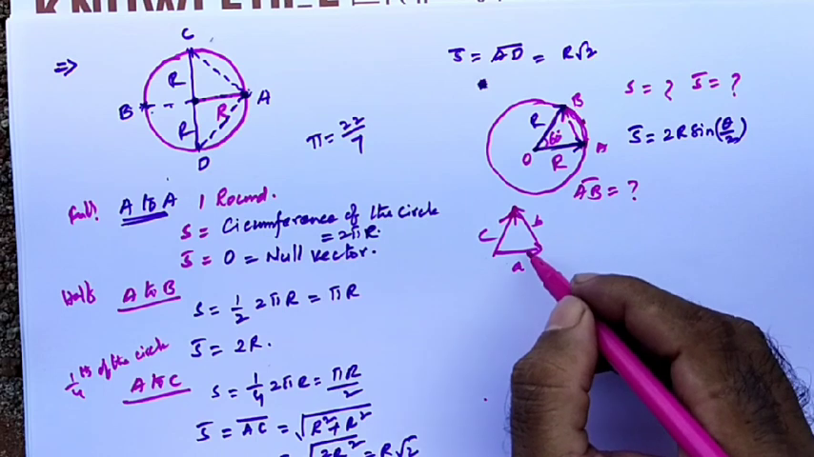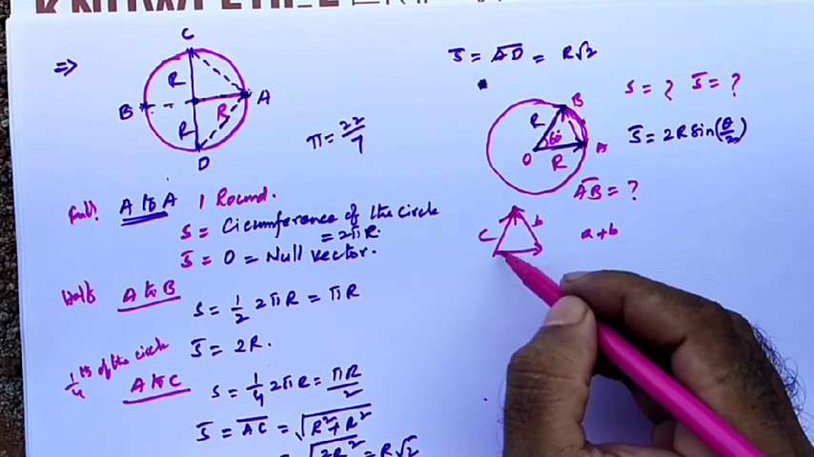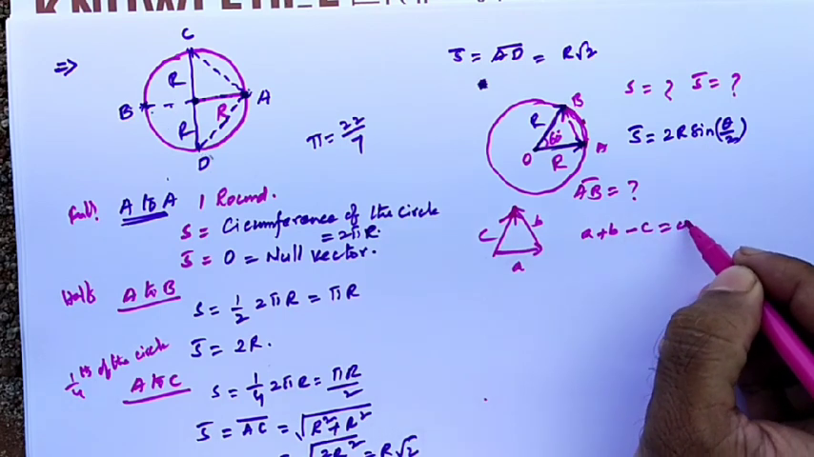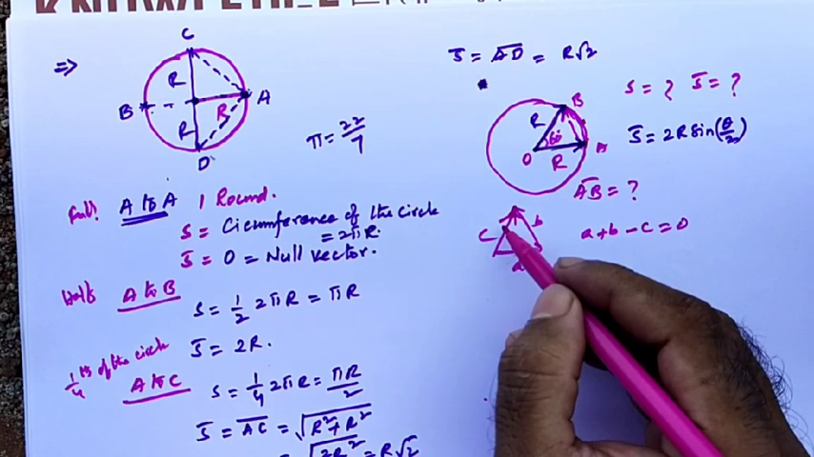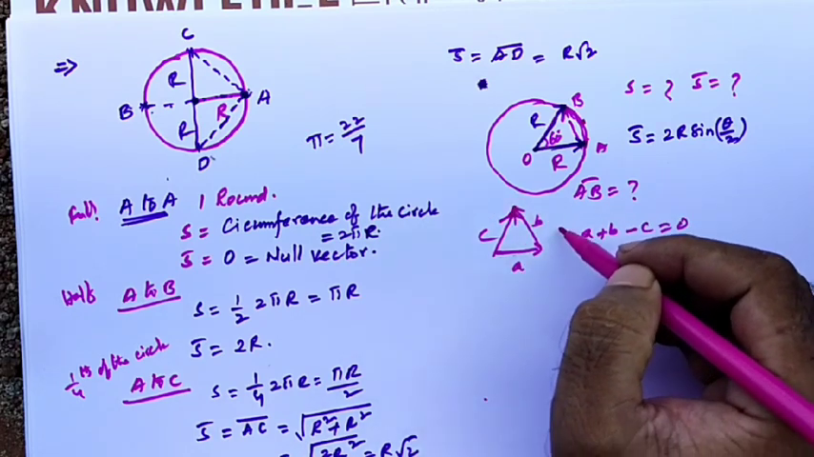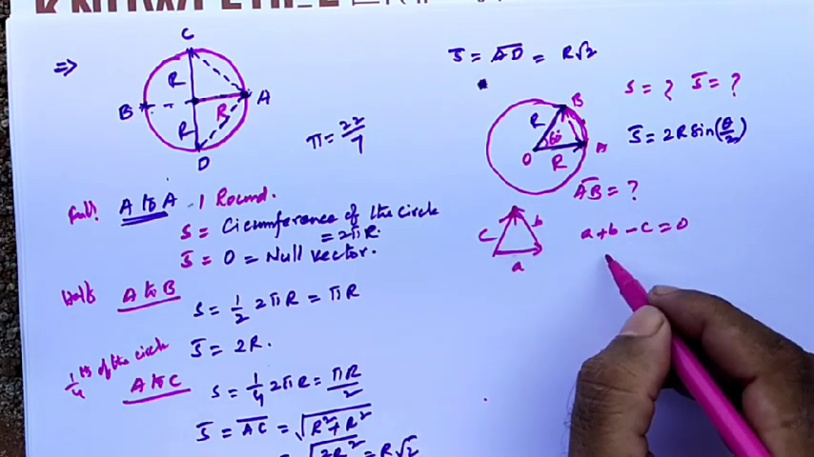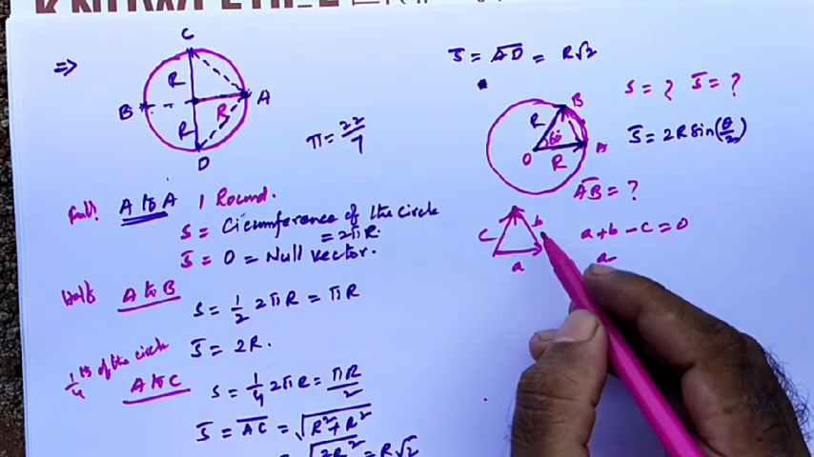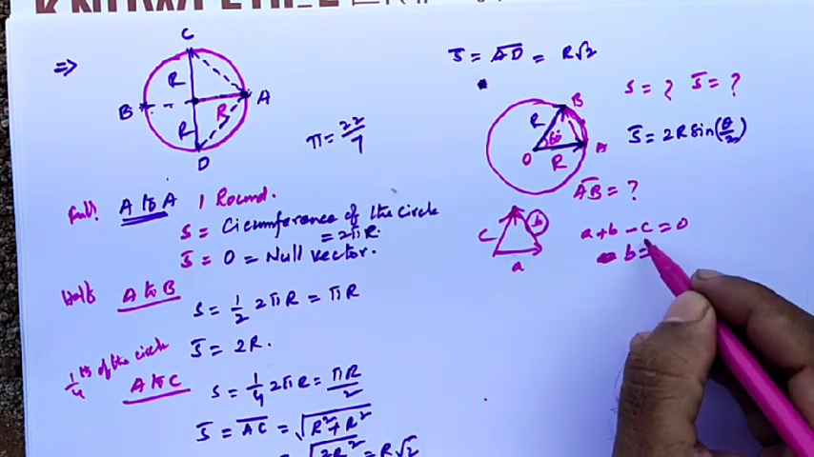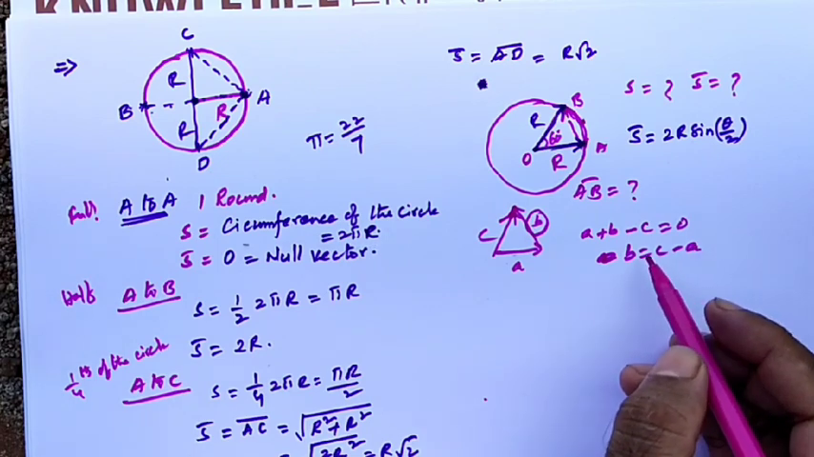Now let us take these as A, B, C. In this triangle, how can we write A plus B plus C or minus C? As it is opposite, minus C is equal to 0. Because vector C is not in the order of A and B. A and B are moving in the same direction, but C is opposite. So if I want to calculate B, then B is equal to C minus A.